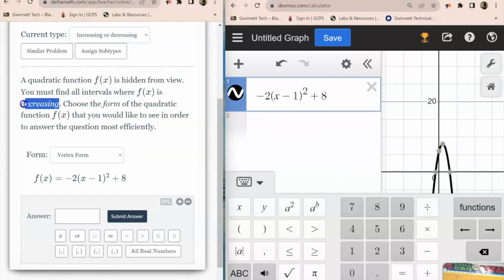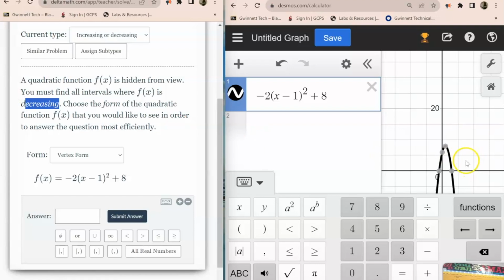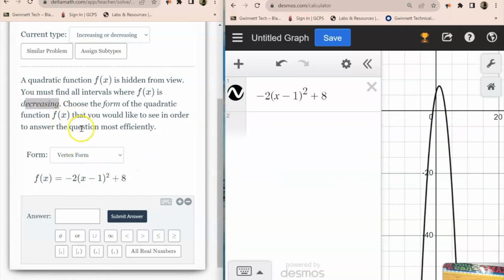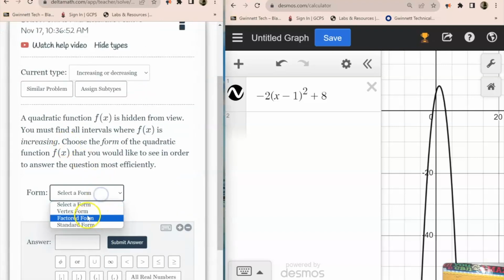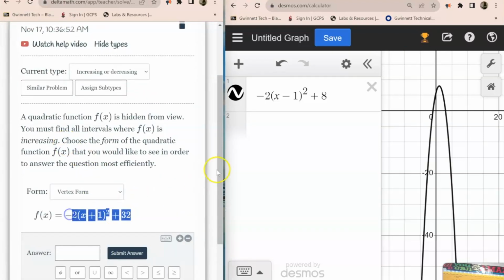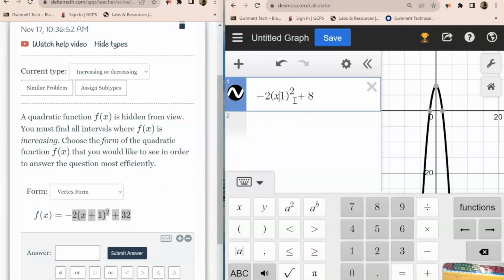And I'm looking for when it's decreasing. Why is everything to the right? Okay, I'm trying to look for one to the left. So actually, let me do a different question. Similar problem. This one is when it's increasing. Let's see, this one, x + 1 and +32.